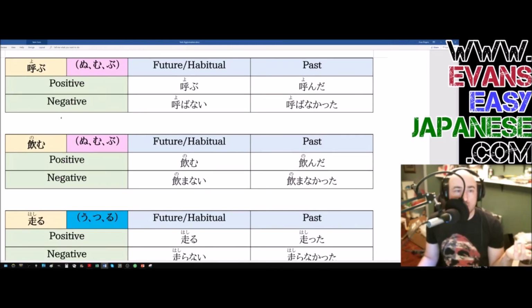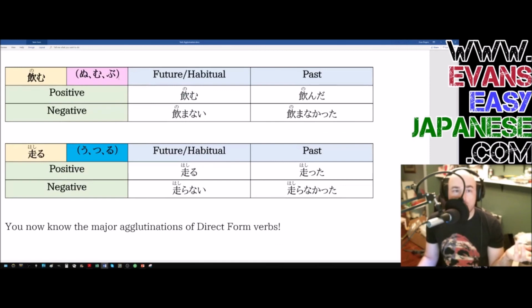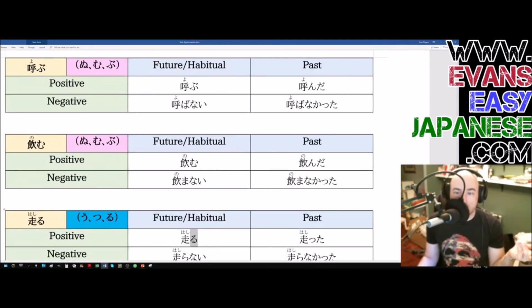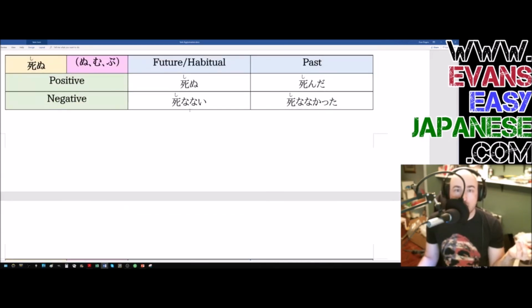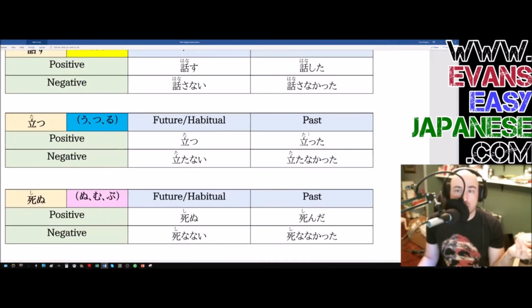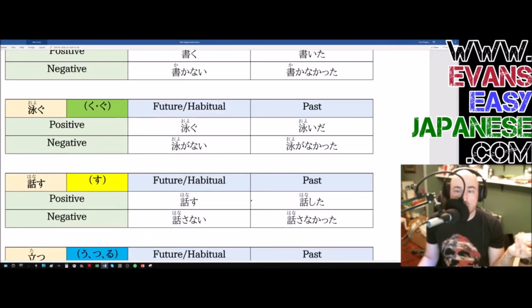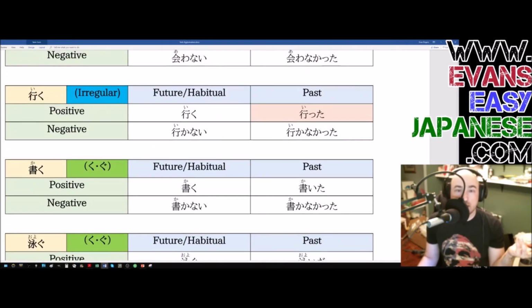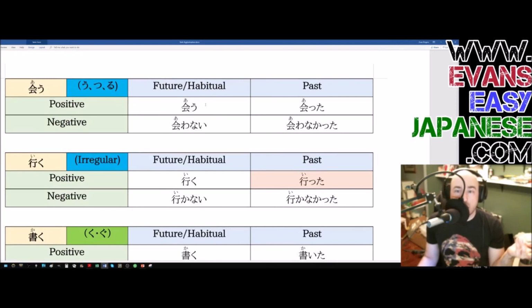Did I just do yobu? Yeah. Okay. Nomu is a nu-mu-bu. Nomu, nonda. And then the last one was a ru sound, so I did hashiru, to run. It's another utsuru, hashiru, hashitta. So once again, the ru turns into a small tsu, ta. The mu, nda, bu, nda, nu, nda, tsu, tta, hanasu, shita, oyogu, ida, kaku, kaita. Irregular iku turns into itta, and au turns into atta.